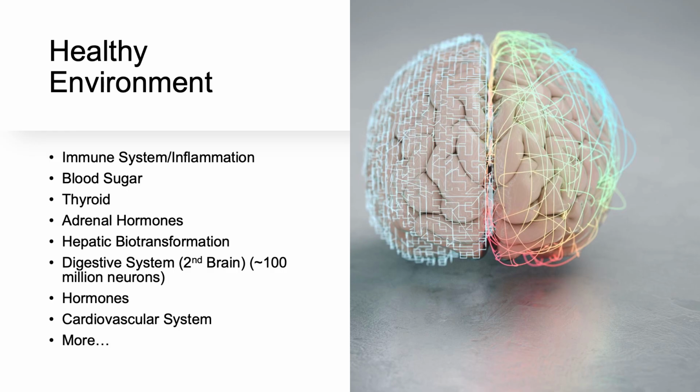Digestive system, again, each of these could be an hour long, if not longer, class. I think I actually did do a class on the digestive system a number of years ago. We talk about it being like the second brain because there's 100 million neurons. Now, not nearly billions, but there's still 100 million.